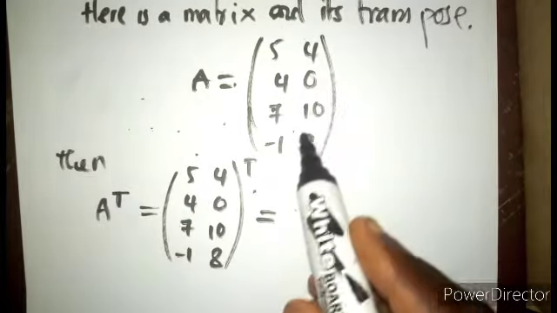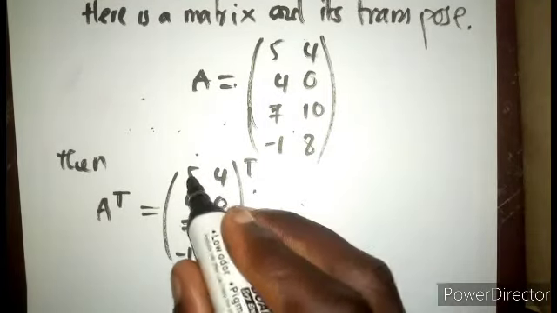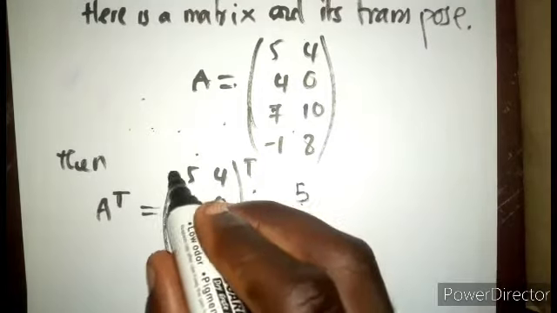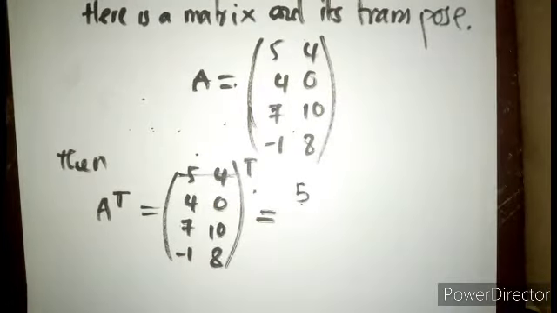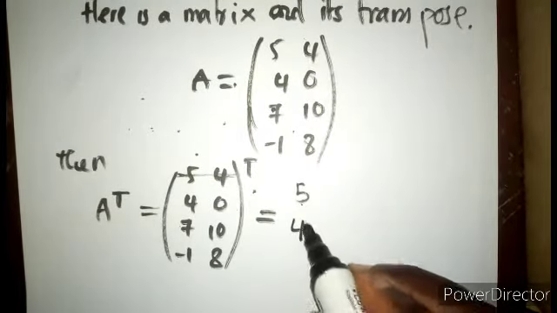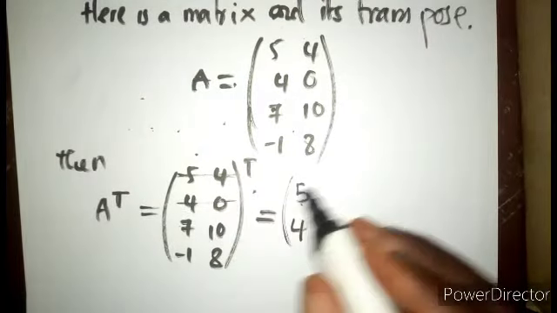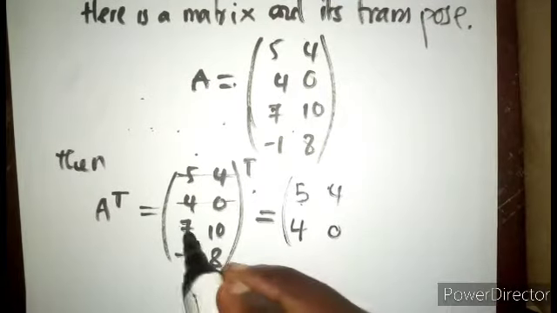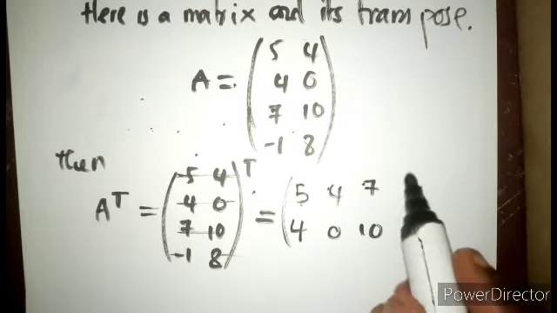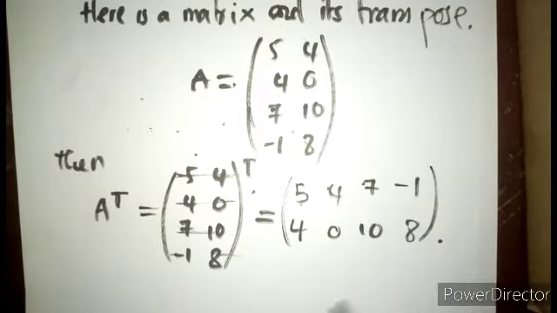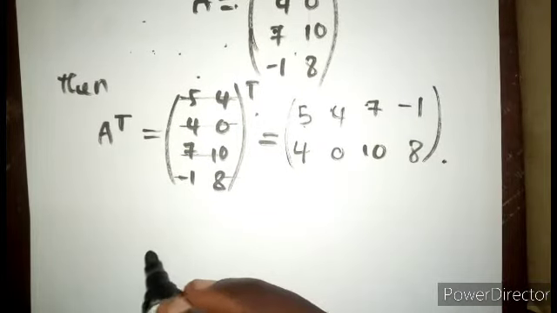So what did we just do? We take this matrix, and the transpose of this matrix will be 5. This row becomes the column, this row becomes the column. So we have 5, 4. So rows switch to columns. 5, 4. This row becomes a column. That's 4, 0. This row becomes a column. 7, 10. And this row finally becomes also a column. Minus 1, 8. Okay. So you see the difference.